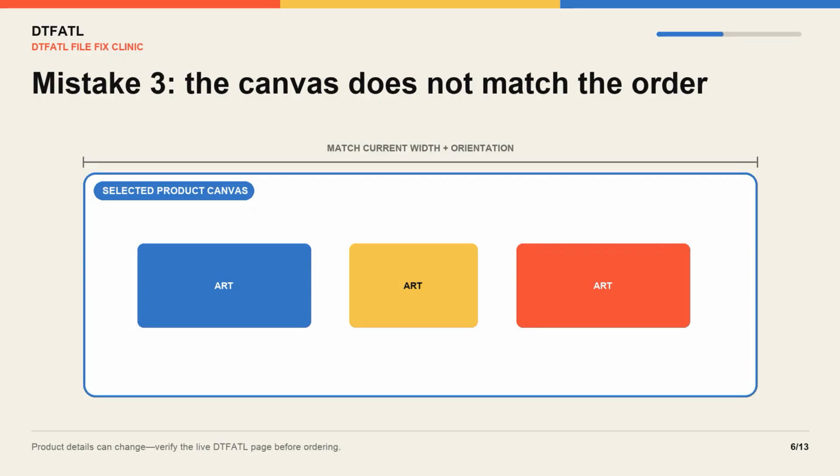A correct design placed on the wrong physical canvas is still the wrong file for that order. Before export, compare the document dimensions, orientation, and selected live option. Do not rely on a file name such as final, large, or gang sheet. Those names describe intent. The measured canvas describes what production receives.